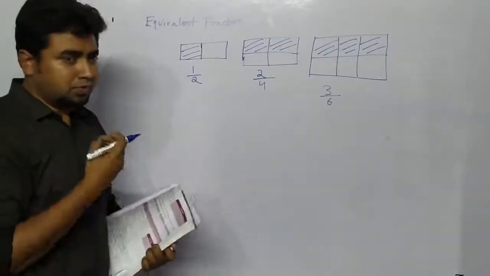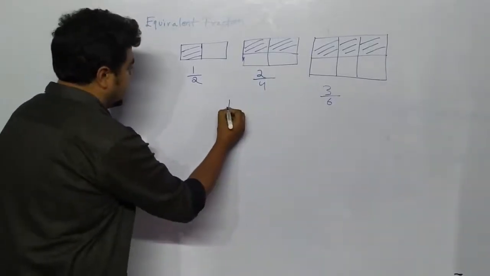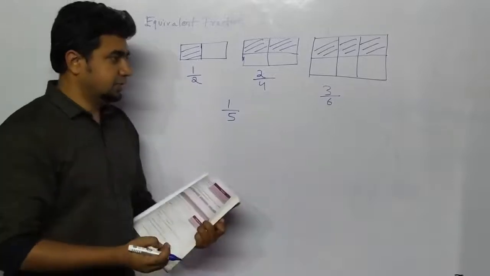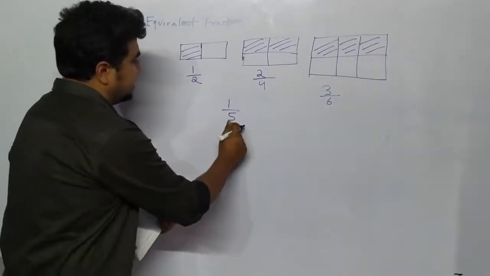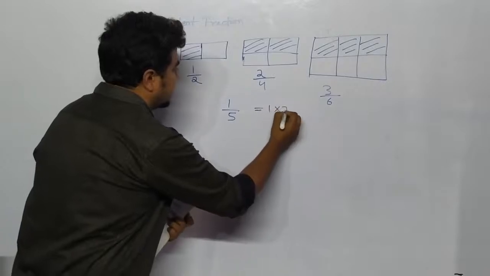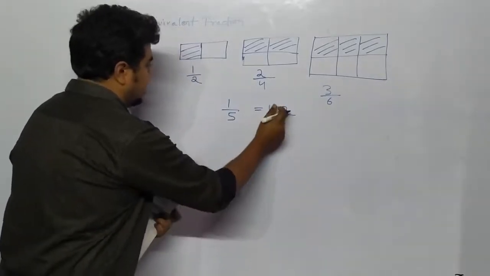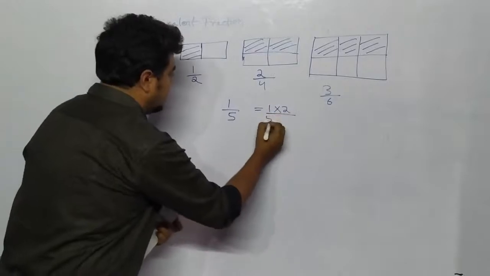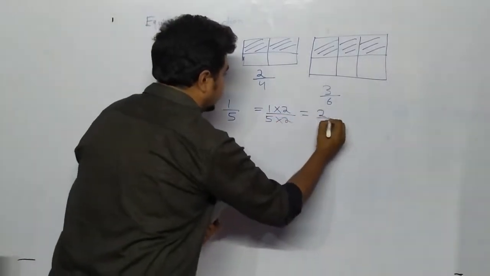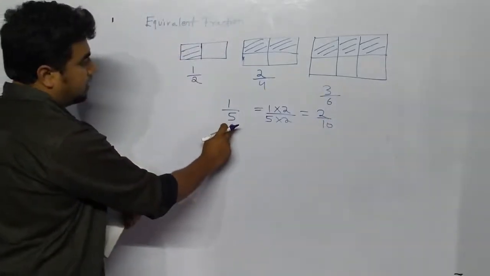But now how can you represent an equivalent fraction? I am giving one more example. 1 by 5 is given. How to convert it into an equivalent fraction? You multiply the numerator as well as the denominator by the same number. For 1 by 5, I multiply 1 by 2, and 5 will also be multiplied by 2. That means 2 by 10. This is one of the equivalent fractions of 1 by 5.